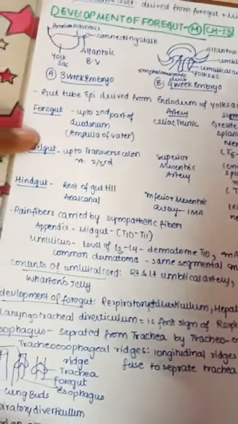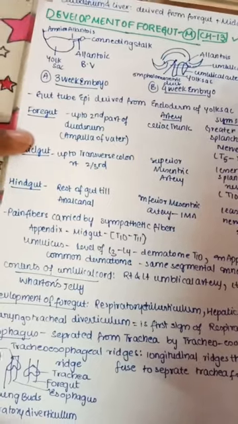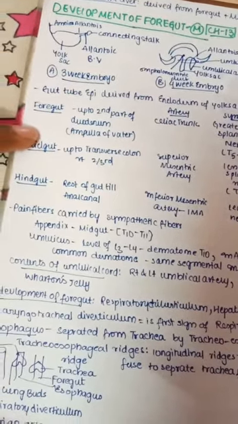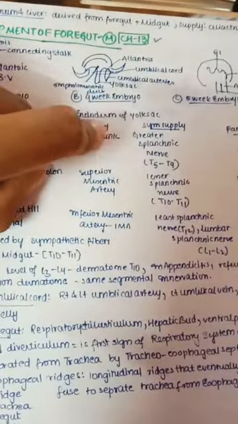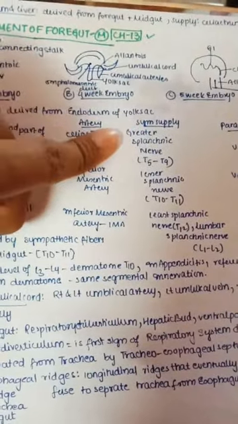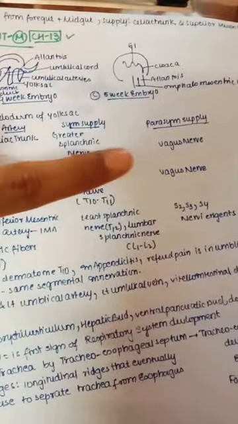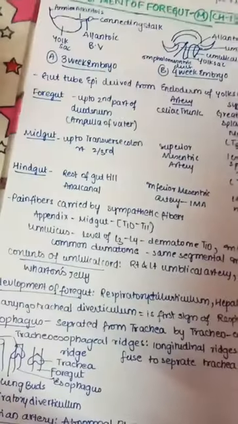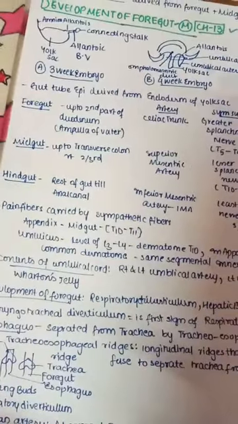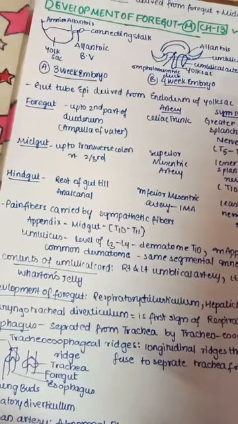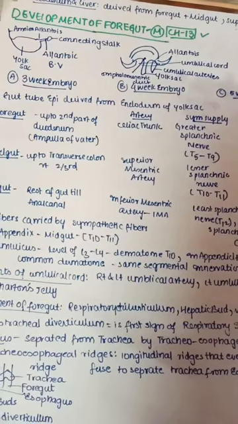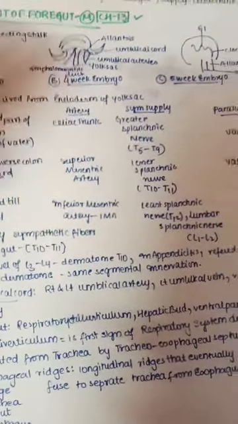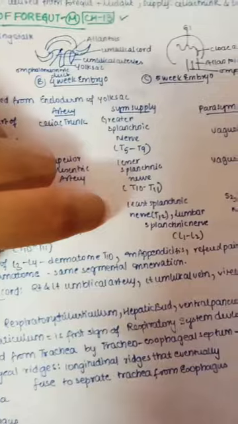So foregut. Foregut lies up to the second part of the duodenum, that is up to the ampulla of Vater. The artery is the celiac trunk, and the sympathetic supply is by the greater splanchnic nerve, that is from T5 to T9, and the parasympathetic supply is by the vagus nerve. Now midgut is up to the right two-thirds of the transverse colon, and the superior mesenteric artery supplies its blood, and sympathetic supply is by the lesser splanchnic nerve, mainly T10 to T11, and parasympathetic supply is by the vagus nerve.